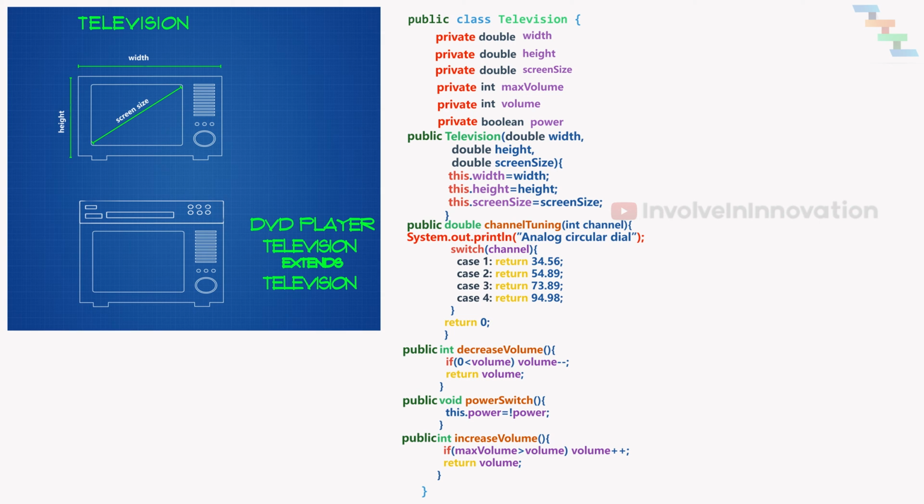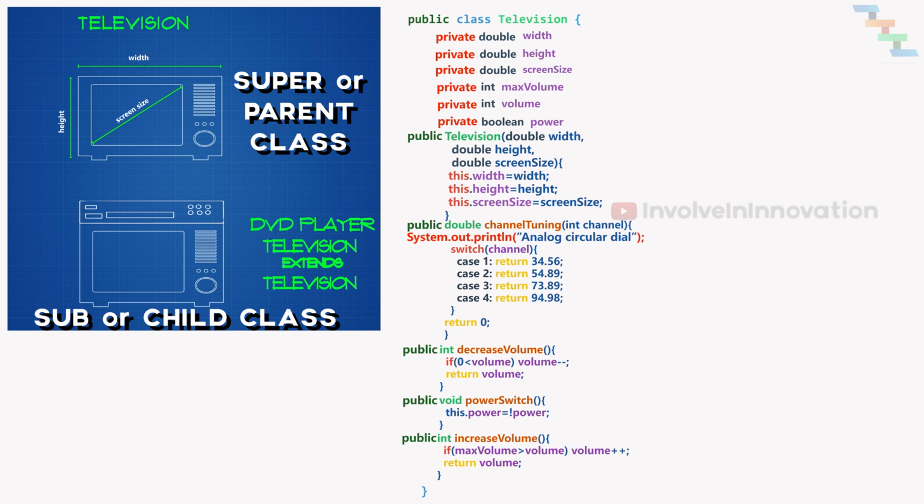This newly created class has all the functionality of the television class. Here the television is the superclass, also called as the parent class. And the DVDPlayerTelevision is the subclass, also called as child class. This is inheritance. Inheritance increases the code reusability, which is very important when you are writing a very long code or when you are writing code for enterprise.